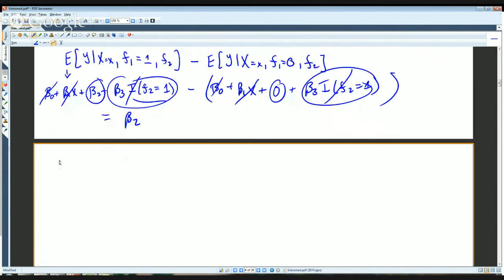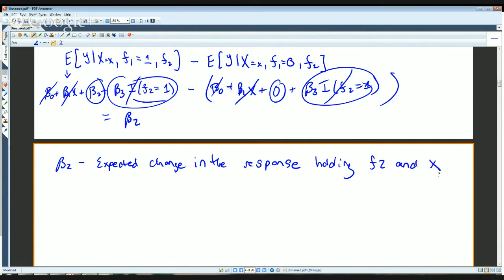So what is beta 2? Beta 2 is the expected change in the response, holding f2, the second factor, and x constant, comparing factor 1 equals 1 to factor 1 equals 0, where this is the reference level.